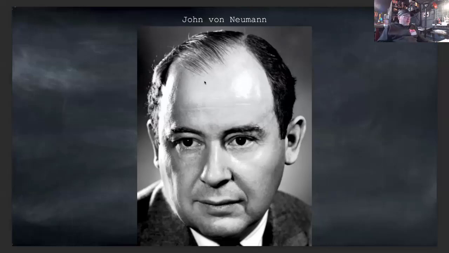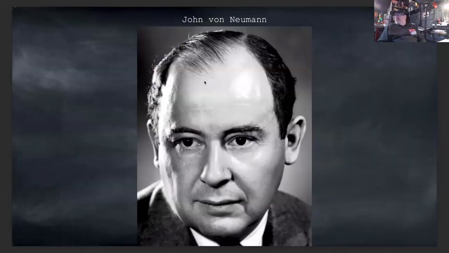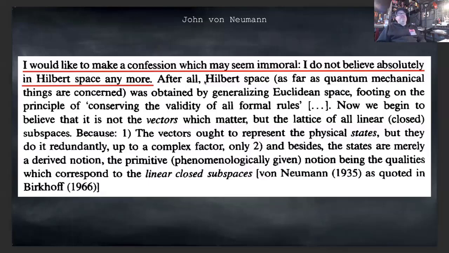Now, something very remarkable that John von Neumann once said: he publicized the Hilbert space formalism for quantum mechanics in 1932, and in 1935, only 3 years later, in his book, Mathematische Grundlagen der Quantenmechanik, which is in German, he said, I would like to make a confession which may seem immoral. I do not believe absolutely in Hilbert space no more. So John von Neumann denounced his own Hilbert space formalism 3 years after publicizing his book about it.